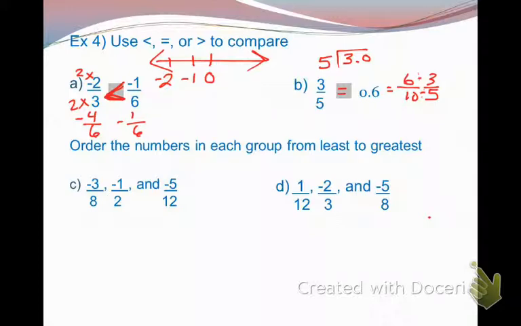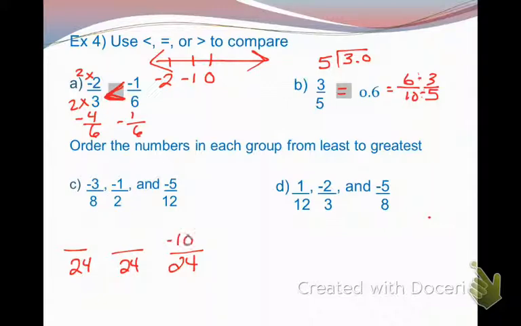Order them from least to greatest. Again, you need to have a common denominator. So I have 8, 2, and 12. Well, if I did 12, 8 doesn't go into 12, so it has to be higher than 12. Well, the next number on the number line for 12 would be 24. Well, does 8 go into 24? Yes, it does. And 2 goes into 24, so it's going to be 24, 24, and 24.